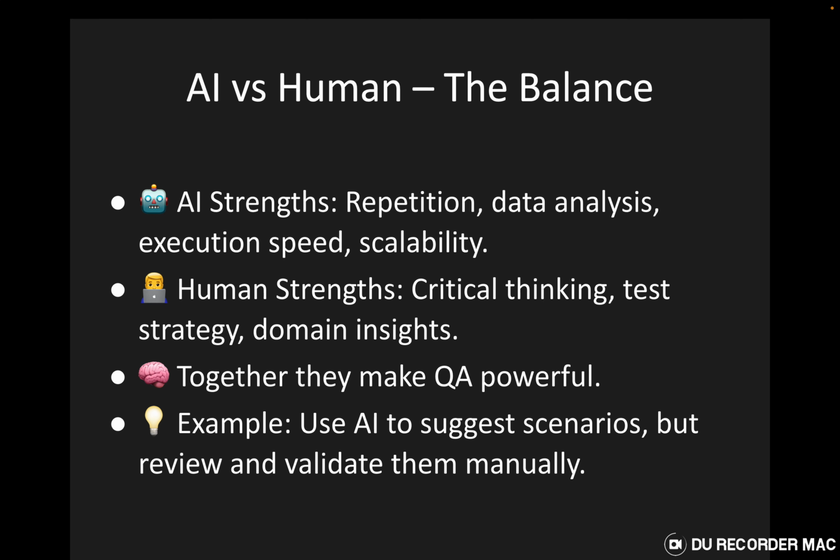Those things are data analysis, and execution speed. So you can identify from the data analysis, and from there you can make your execution speedier. And scalability. The scalability is the number of cases. So you can run more test scripts with various edge cases. So that's scalability. Next one is, what is human strength?